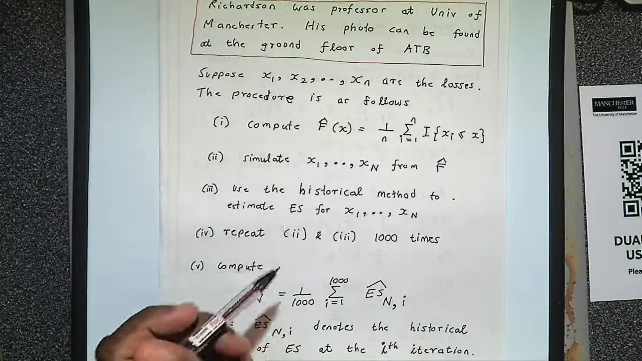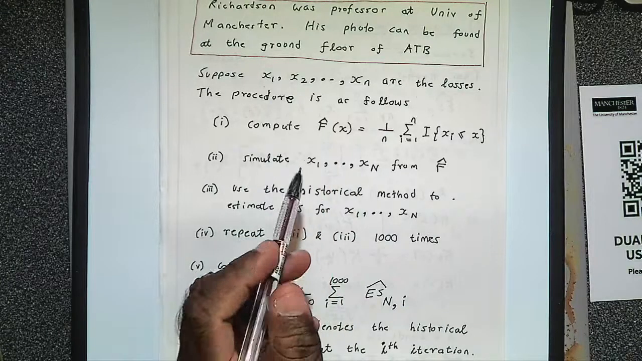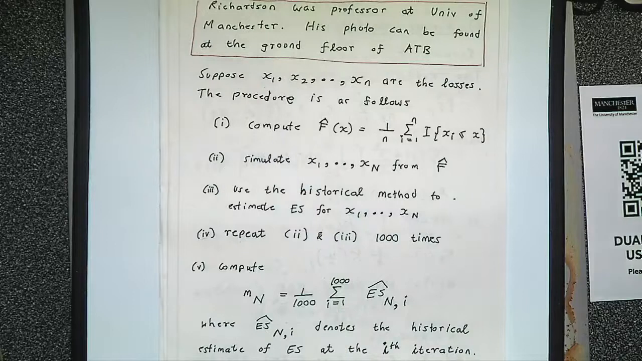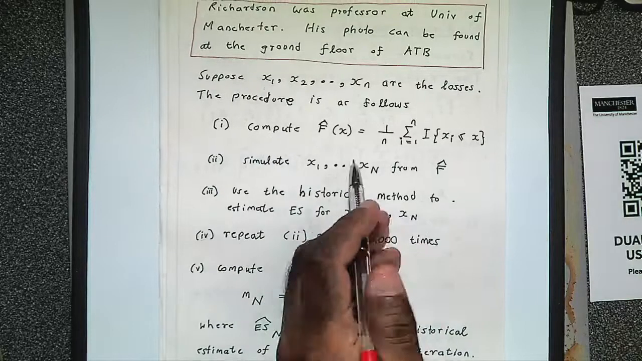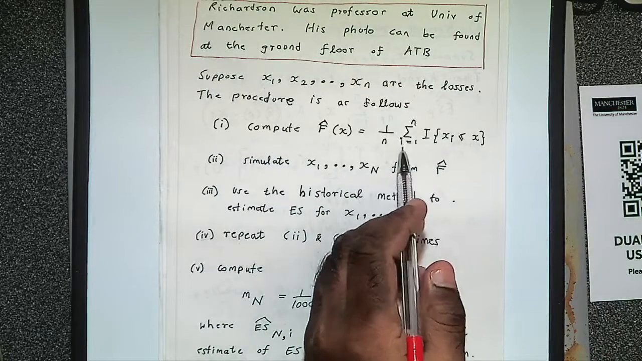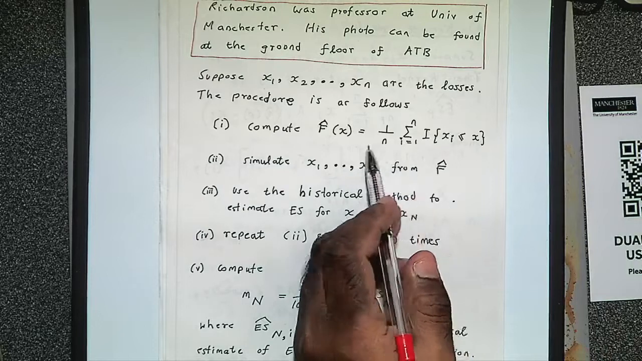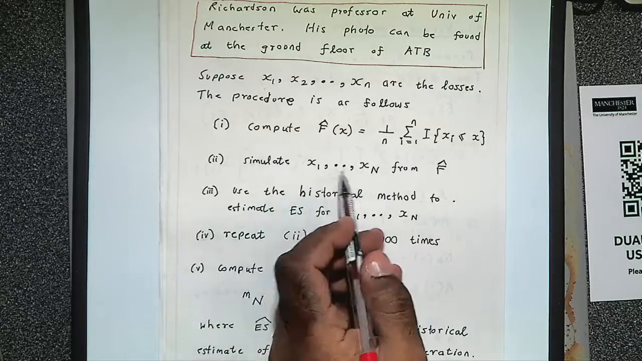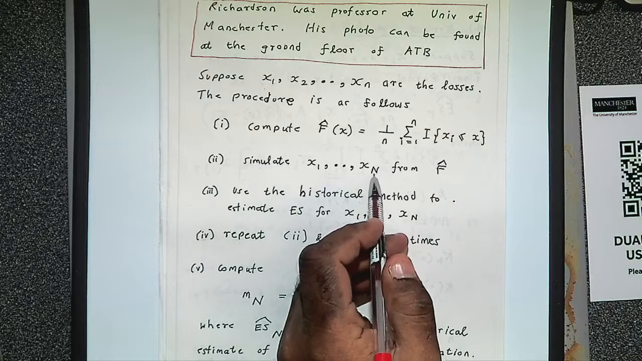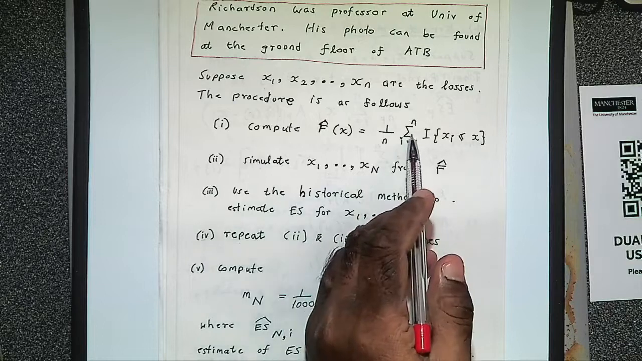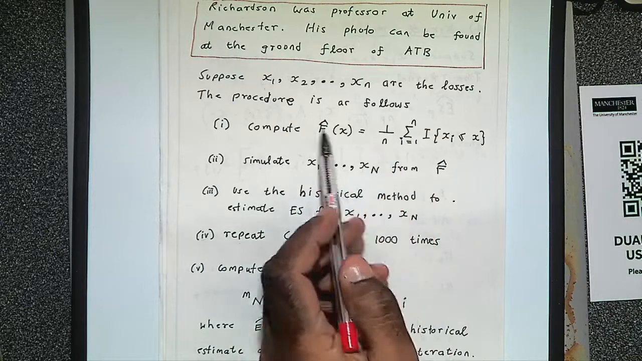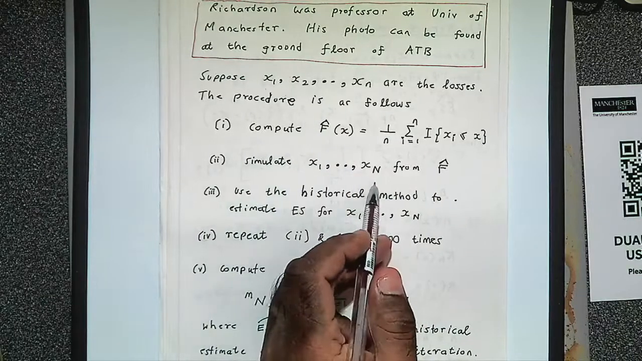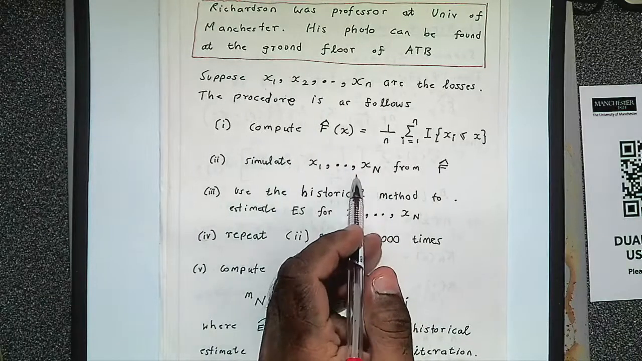This method is named after him, and it has quite a few steps. The first step is to compute the empirical CDF, which I have talked about at least two times before. The second step is to simulate a random sample x1 to xN. Here, capital N need not be the same as little n. Little n is the number of data points, or the number of losses you have. Capital N can be anything.